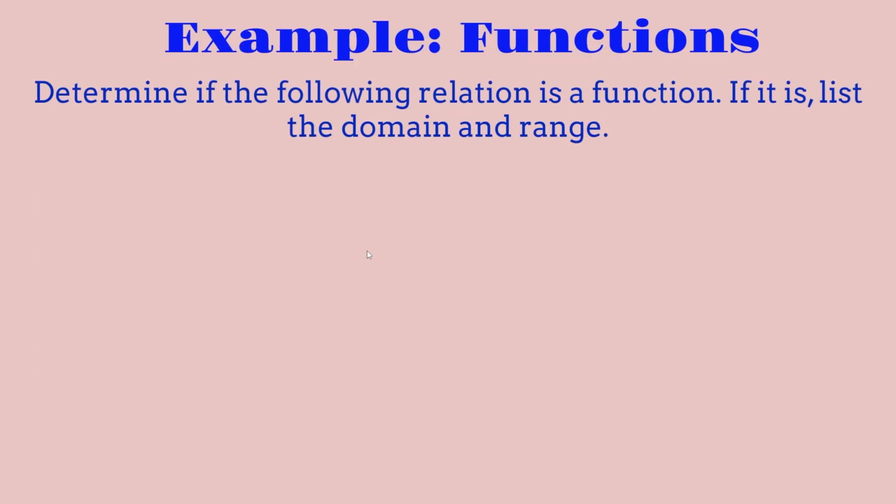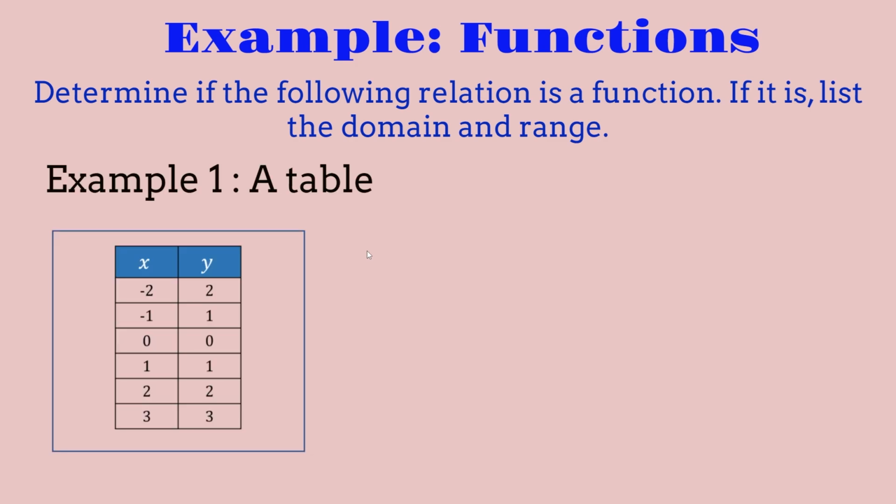So moving on, now we're going to look at an example of a function. So what we need to do is determine if the following relation is a function, and if it is a function, then we need to list the domain and the range. So we're going to have the table again. So let's see if this is a function. So if we remember, a function is basically when there is one x value connected to one y value. So for every single input, there is one output.